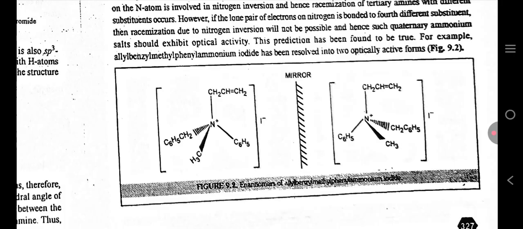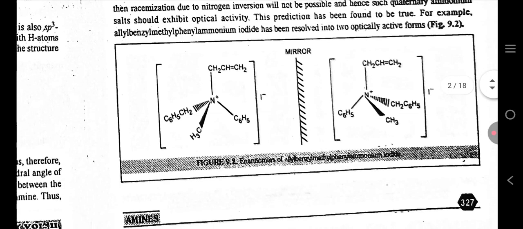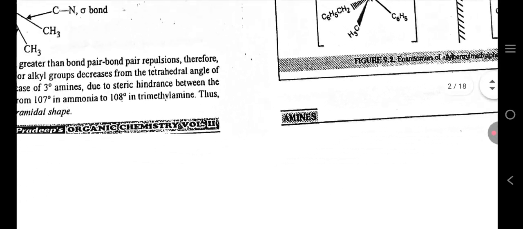For example, allyl benzyl methyl phenyl ammonium iodide has been resolved into two optically active forms shown in figure 9.2. Look at this figure.